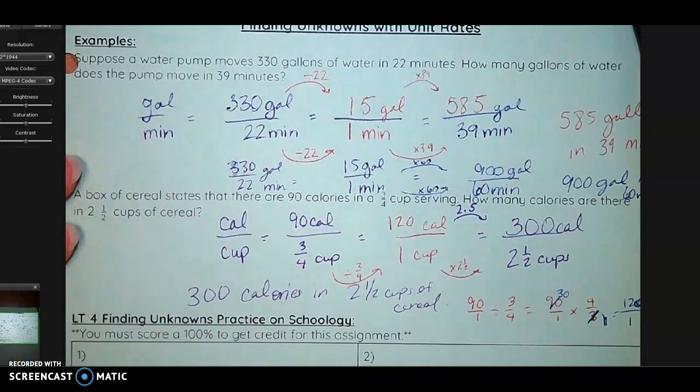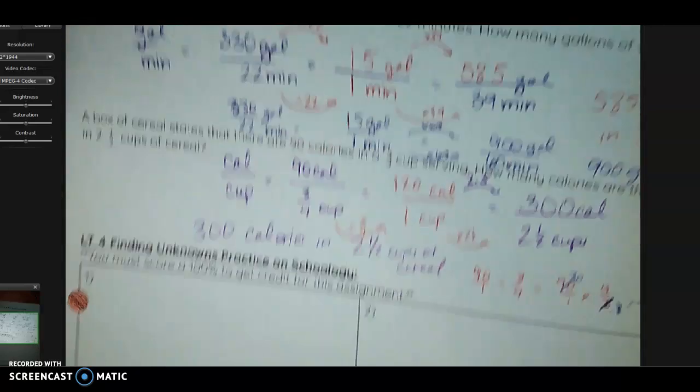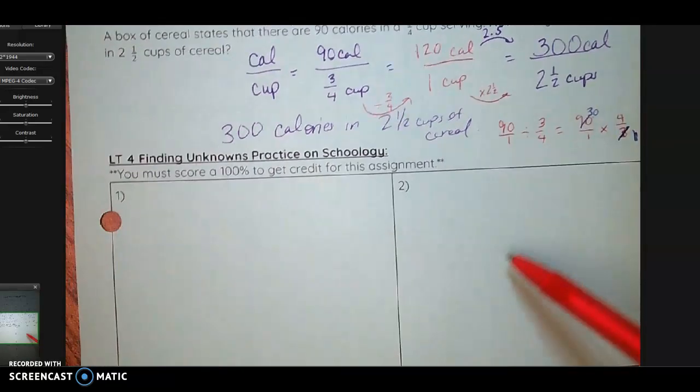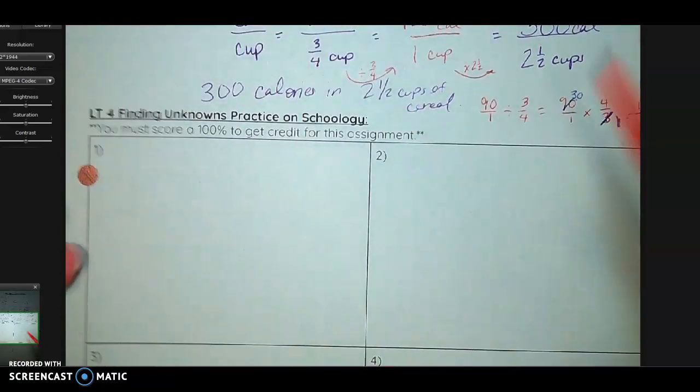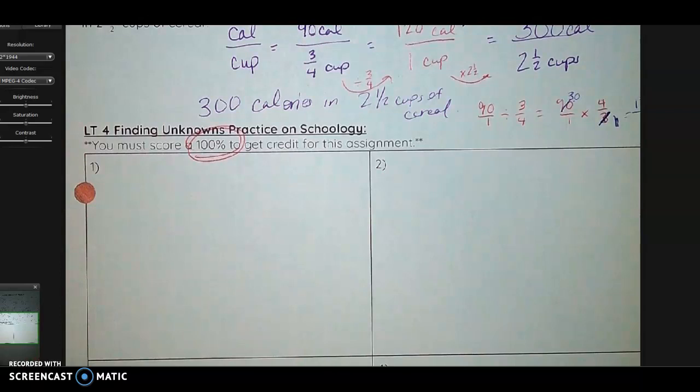of cereal. You're going to do the same thing. You'll notice down the bottom of your paper that there are 4 spots on the bottom, and then there's some more on the back. These questions are on Schoology, and you want to make sure you get a 100% in order to get credit for the assignment. I want you to try all these and then submit them, and then you can always come ask for help on ones that you struggled on.